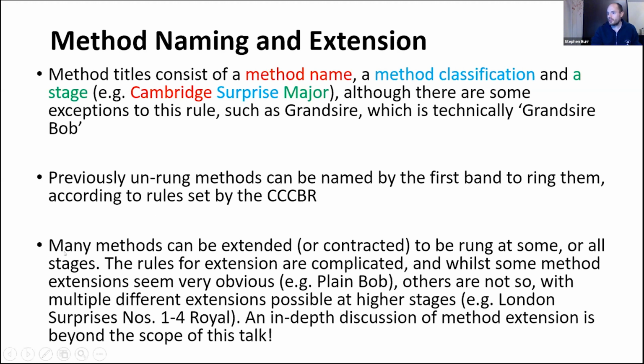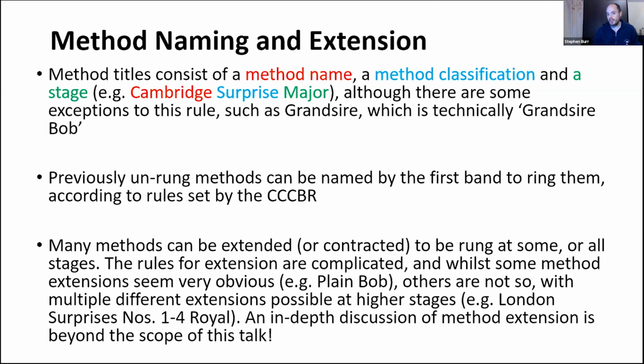Moving on to extensions. So as we'll all be aware, many methods can and are extended, or also perhaps contracted, to be rung at some or all of the different stages. So basically on different numbers of bells. We know that there's Plain Bob Minimus all the way up to Plain Bob 16 at all of the stages. The rules for extension are complicated, and I'm really not going to go into them in any detail, mainly because I don't understand them myself.